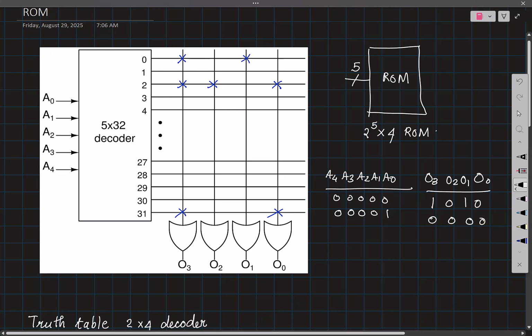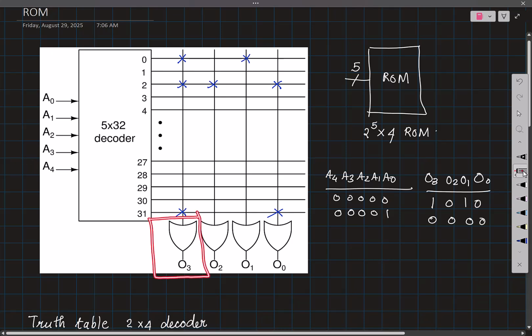Okay. Now, let's say I power off the circuit and power it on again. Because these connections are hardwired, the connections are not going to change just because you cut the supply to the system. So, when you power it on again, the same information is still retained in the memory. Right? So, yeah, we have constructed a read-only memory using a simple decoder block and an OR gate.